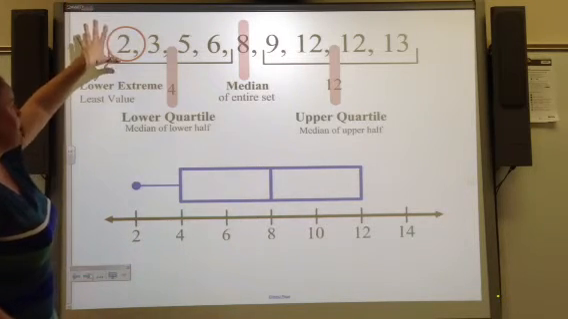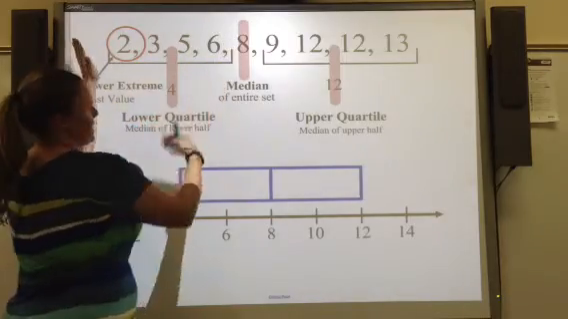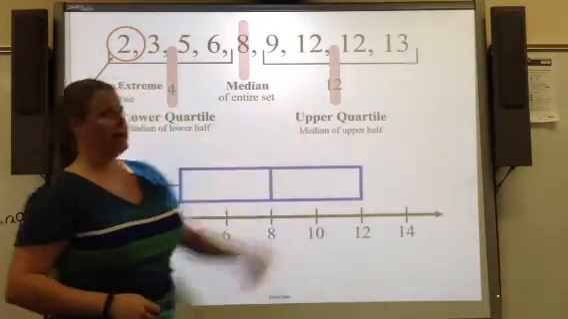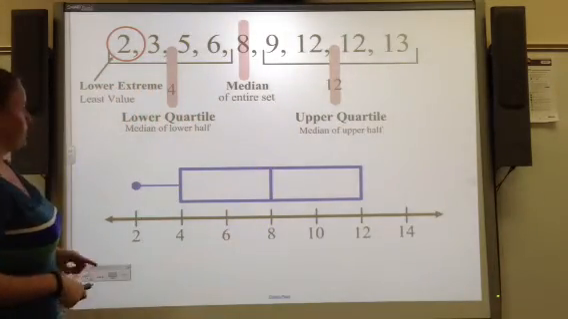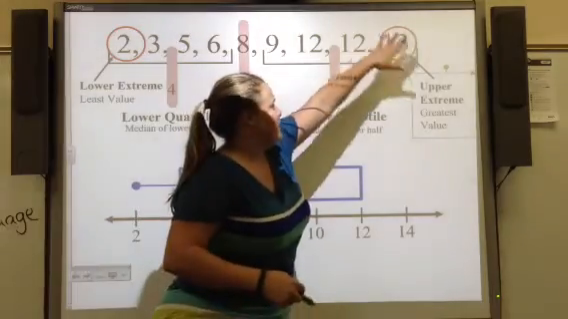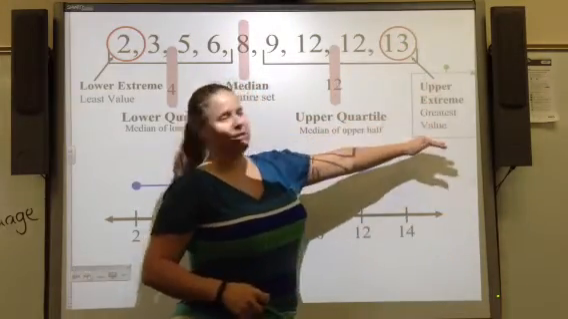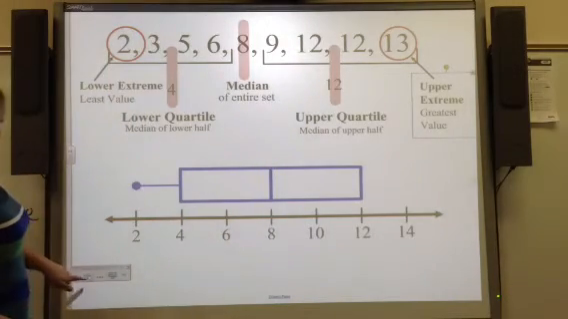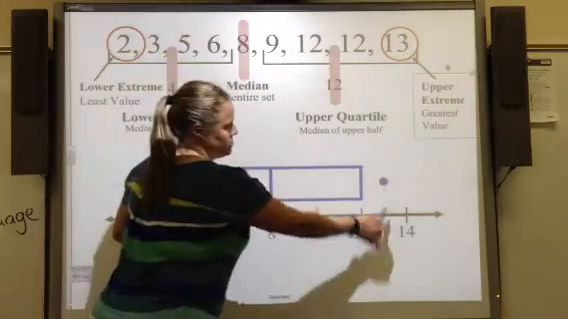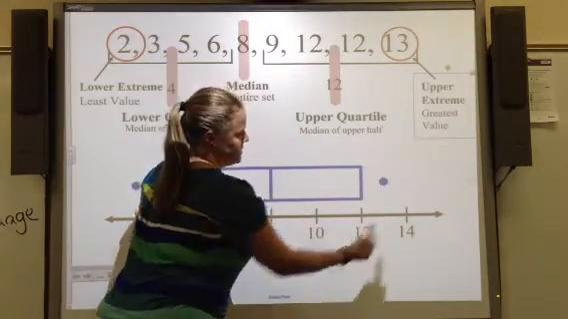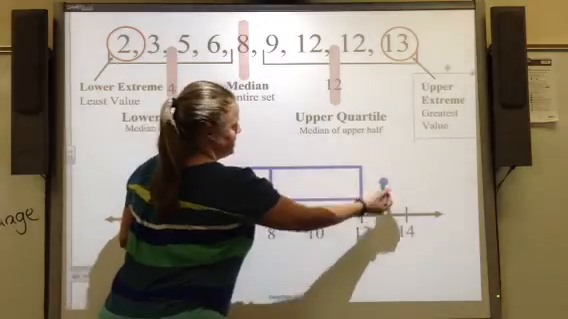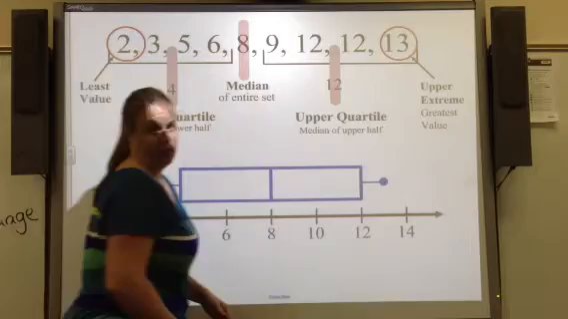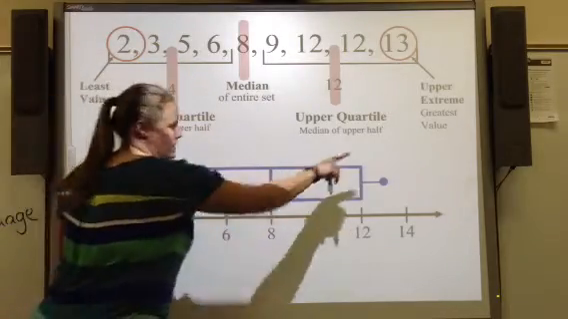So we have the lower extreme, the lower quartile, the median, the upper quartile, and guess what's going to be on the other end? You got it, the upper extreme. So we have upper extreme over here, which is 13. Upper extreme, greatest value. Record all of that. And we're going to put our dot down there on 13. Well, obviously there's no 13 here, but I know that 12 and 14, 13 comes in between. So I put my dot there, and I connect it. And these are your whiskers. Get it? Box, whiskers.